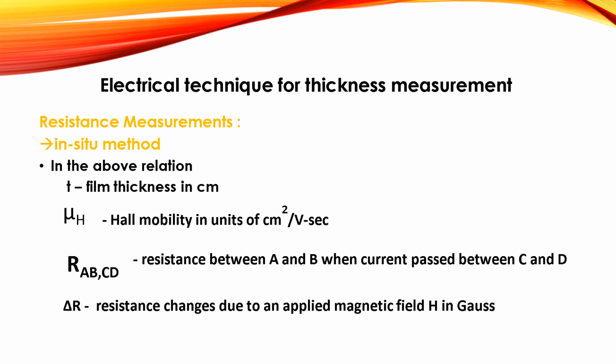In this equation, T represents the film thickness in centimeters and μ_H is the Hall mobility in units of centimeter squared per volt second. R_ABCD is the resistance between A and B when the current passes between C and D, and similarly for the others. ΔR represents the resistance change due to an applied magnetic field H in Gauss.